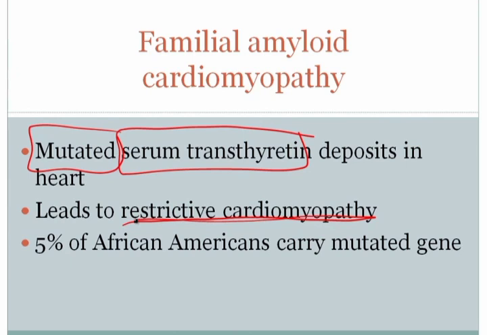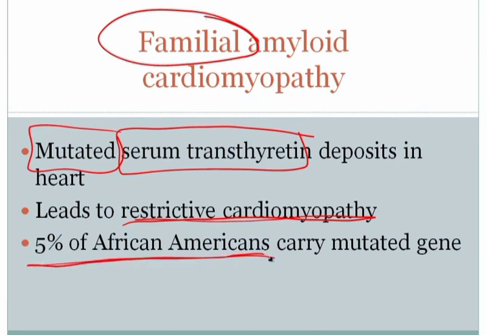Again, restrictive cardiomyopathy implies that the wall of the heart gets full of amyloid. Because it's full of amyloid, it's not able to expand. It becomes less compliant, and therefore it can't fill, so it's restricted from filling. As a consequence of that, it can't pump properly, and eventually the patient goes into cardiac failure. This is a familial circumstance. 5% of African Americans actually carry the mutated gene. So those are the key highlights for familial amyloid cardiomyopathy.